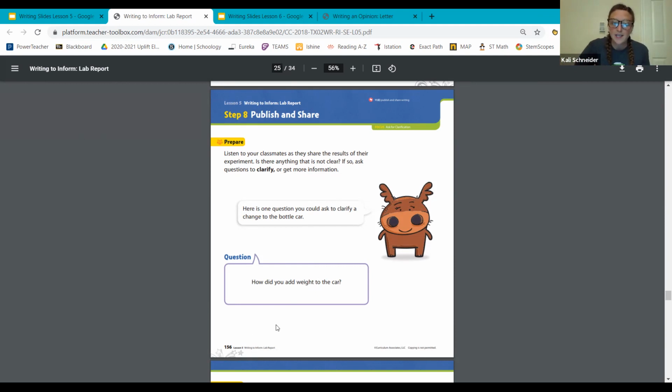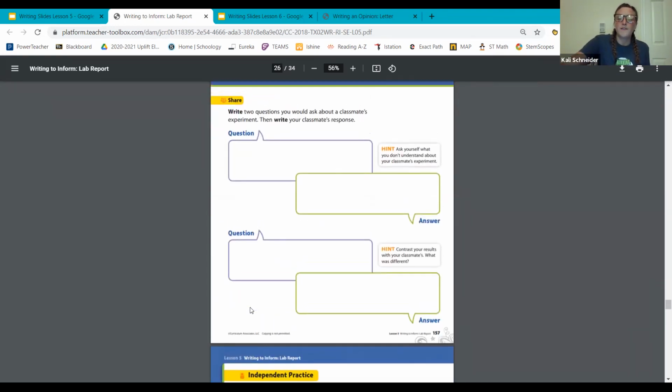So after someone is finished, you could ask a question. Herschel here says he would ask someone, how did you add weight to the car? Well, that's a really good question, right? We said we changed the weight. I would say, well, I took off the lid to the bottle and then I added some rocks in there to make it heavier. Thanks for asking, because who knows, maybe someone added water. Maybe someone had rocks. Maybe someone had toys at home that they put in there. It's important that we are able to share and give more information so others could repeat it or understand better what we did.